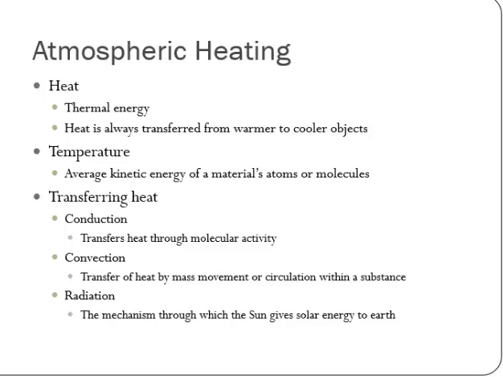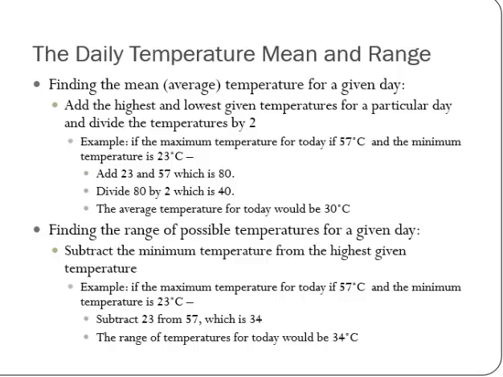Radiation is just the transfer of heat through open space. Like the way the sun heats up the earth is through solar rays, light rays, which have energy and cause heat, going straight from the sun to the earth and the other planets, and around space in general. Those are the three basic ways that heating happens.